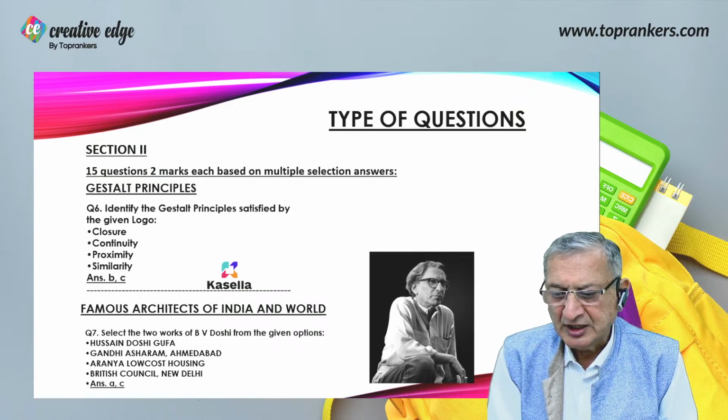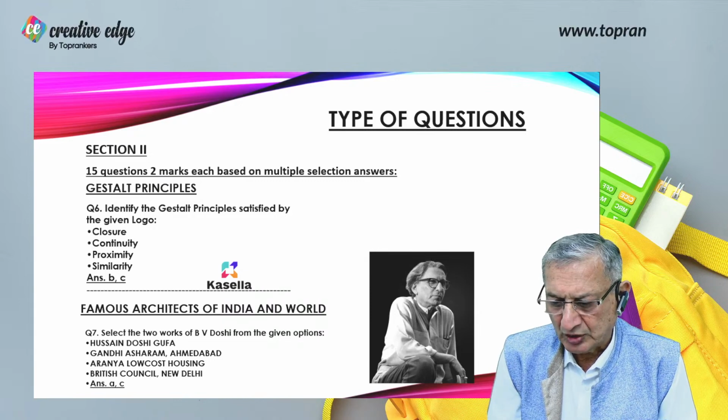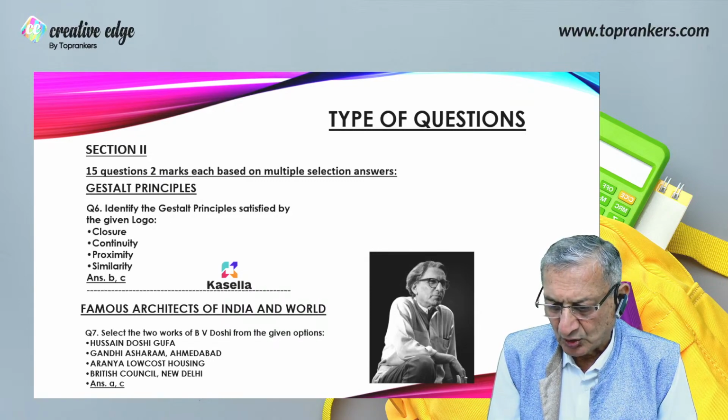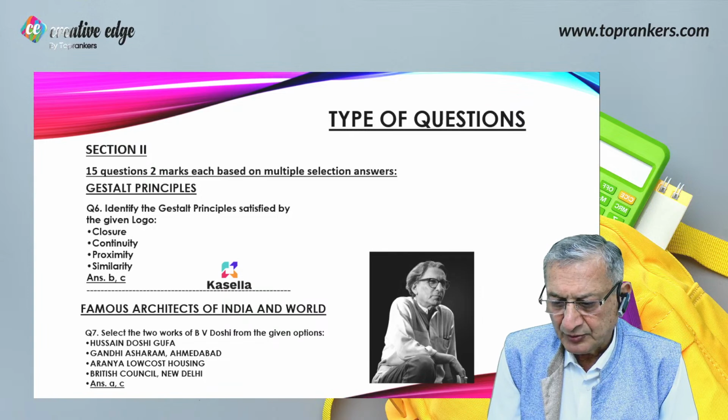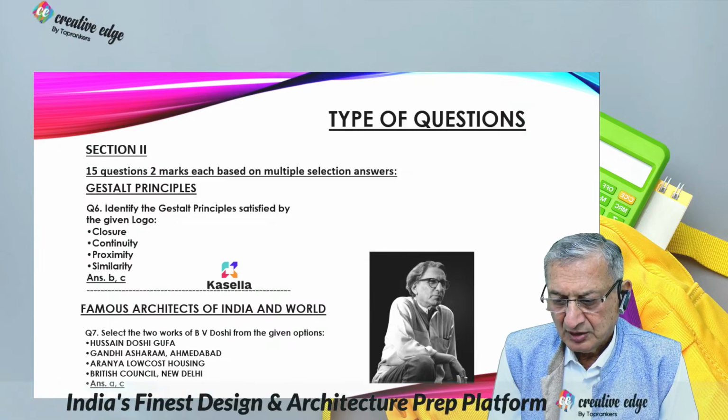Okay, so identify the Gestalt principle satisfied by the given logo. The given small logo is Casella's logo. The law of closure, continuity, proximity, and similarity. Incidentally, B and C, the law of continuity and the law of proximity, are the correct answer.